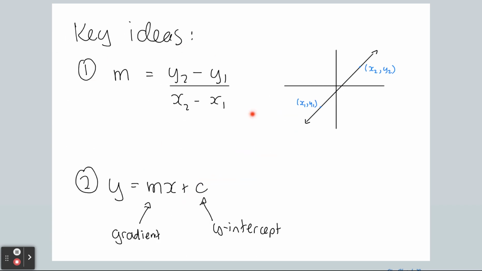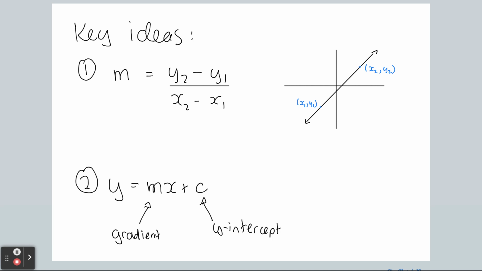Okay, this is the gradient formula that we looked at last lesson. y2 minus y1, that's the difference in y coordinates for the two coordinates that you have, divided by x2 minus x1, which is the difference in the x coordinates, with the idea that this is the rise, the change in y, over the run, the change in x.